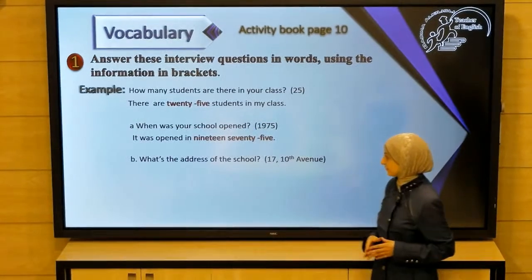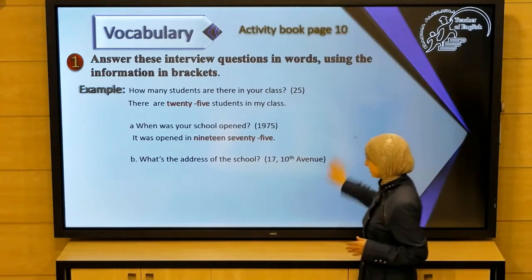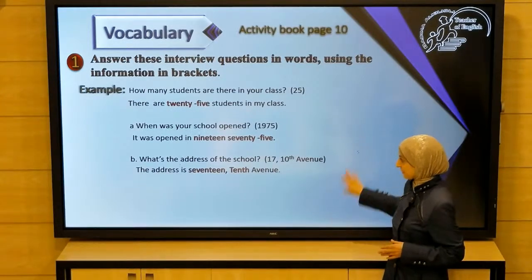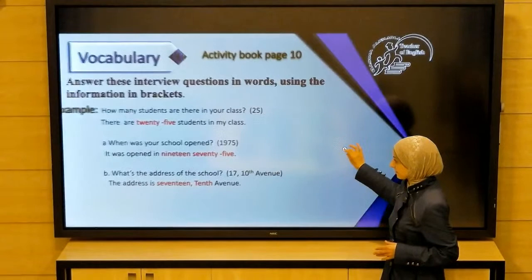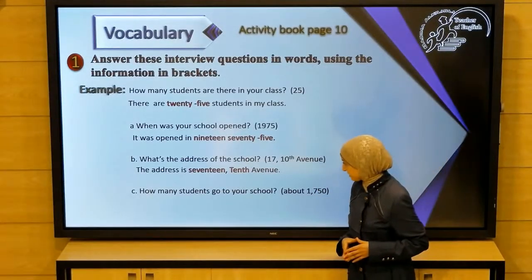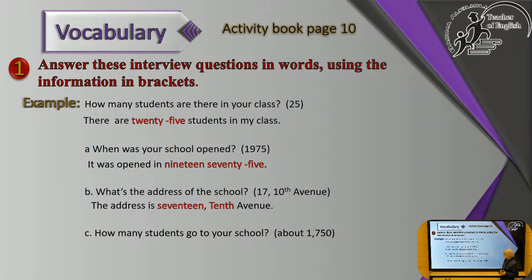Okay, the second one. What's the address of the school? It is 17 10th Avenue. Or the address is 17 10th Avenue. How many students go to your school? About 1,750 students go to my school.